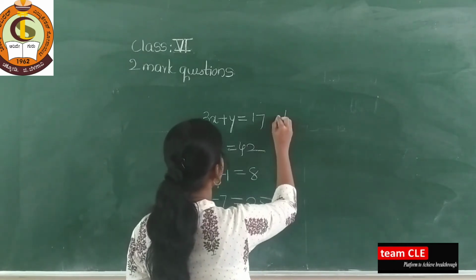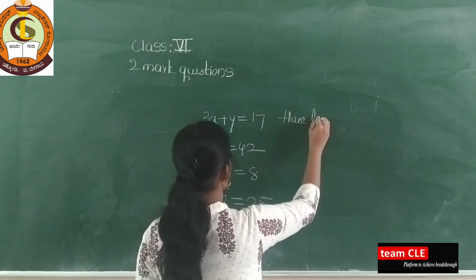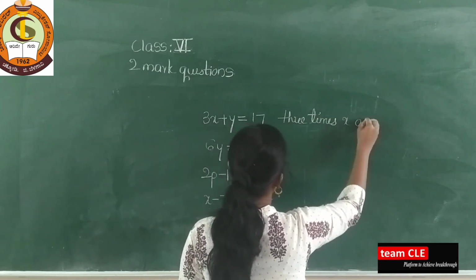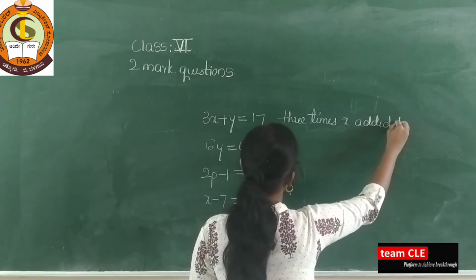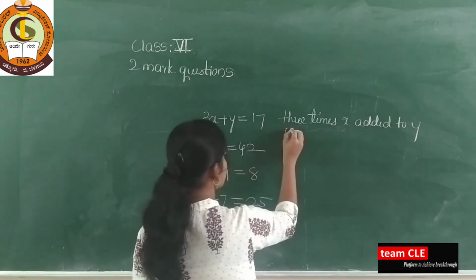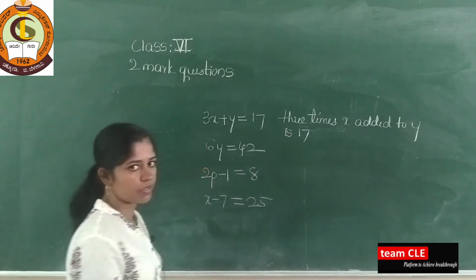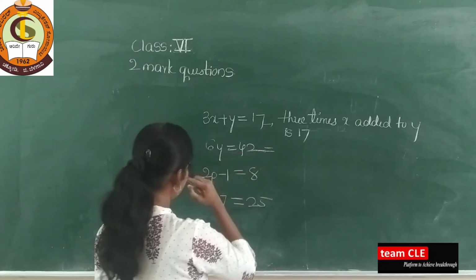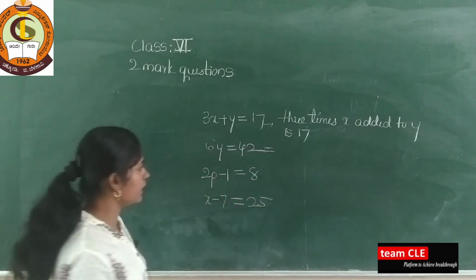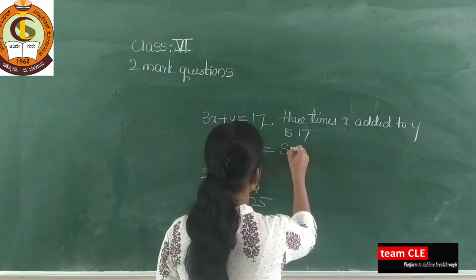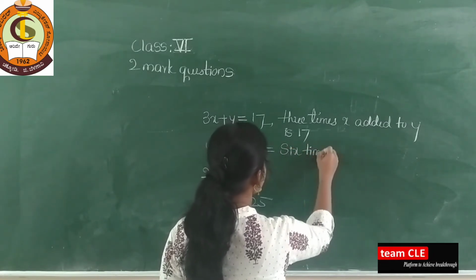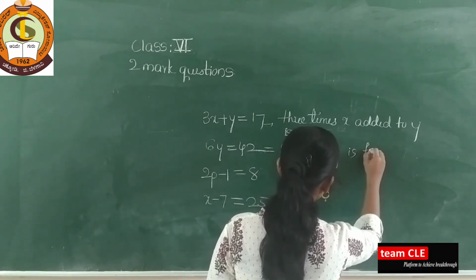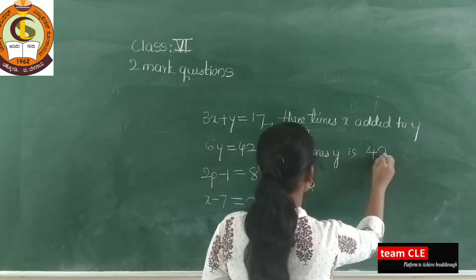So write here: 3 times x, 3 times x added to y is 17. So this is the type of statement you are going to write. Okay, so next, what is the question? See, 6 times y. 6 times y is 42. Here you have to write in numbers only, is 42.